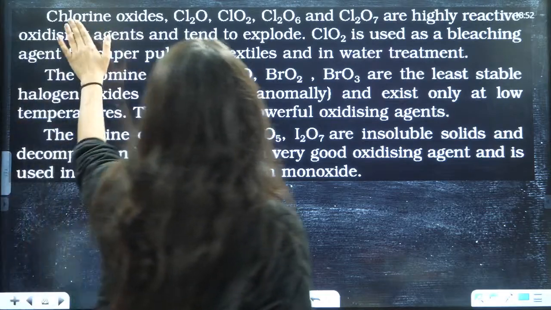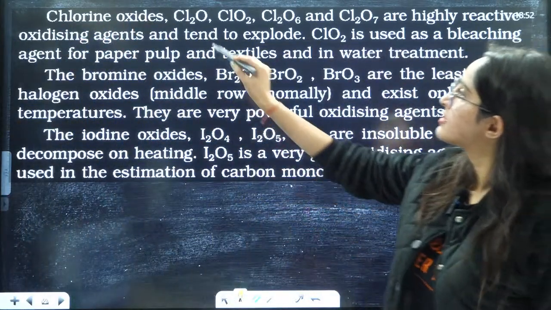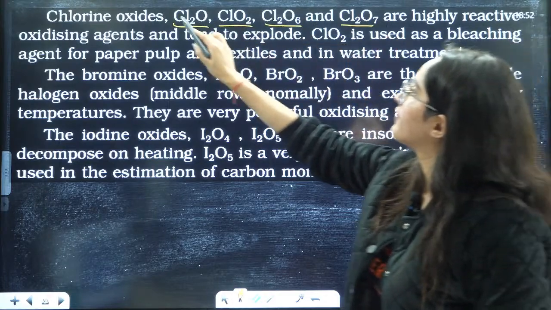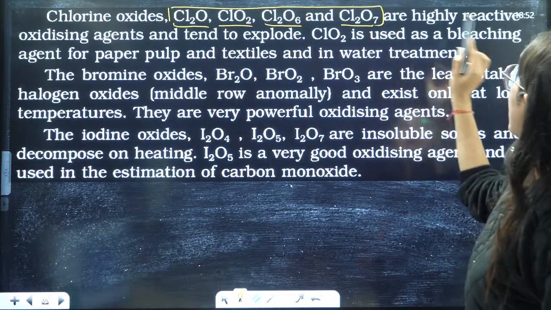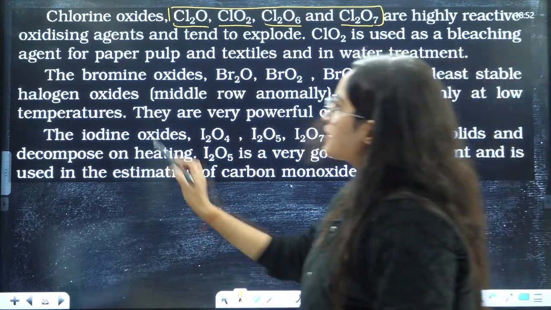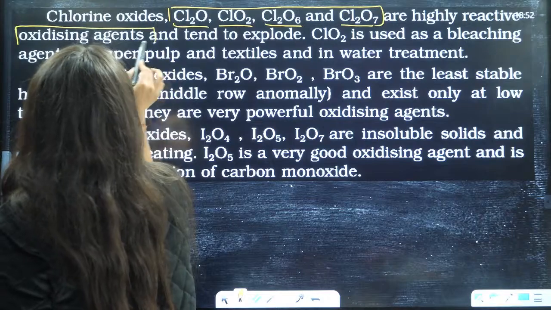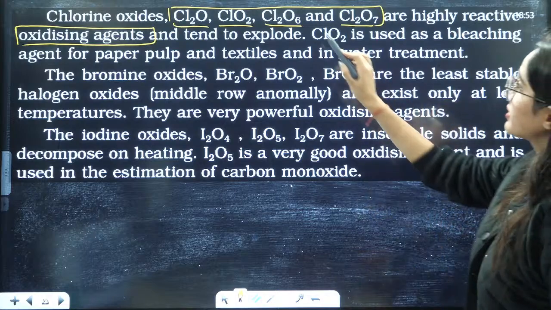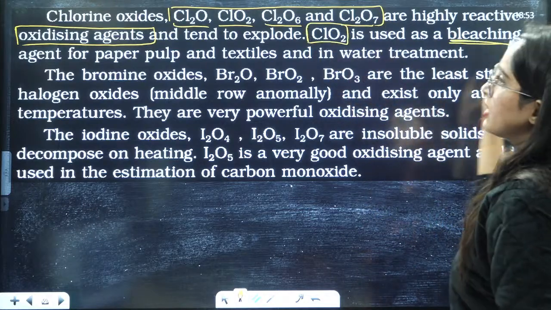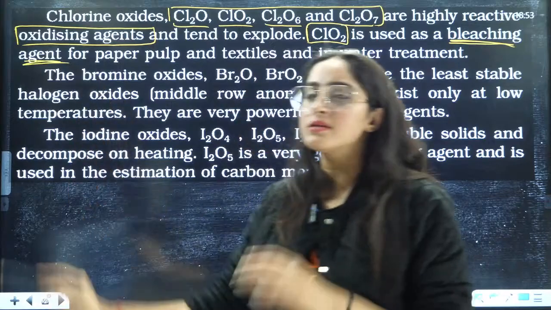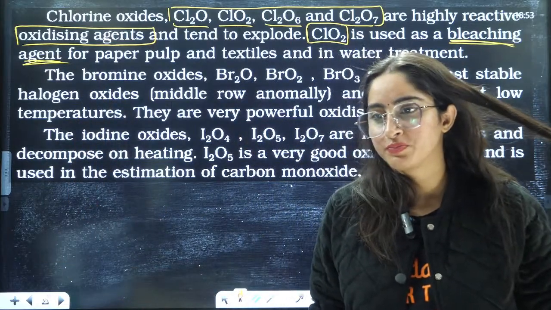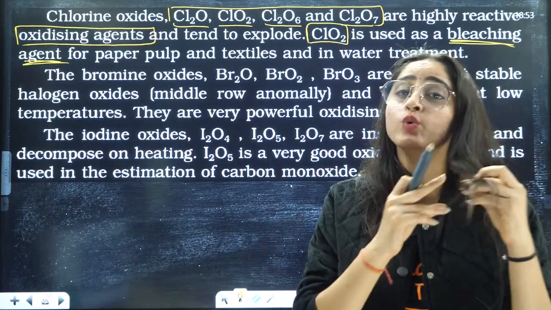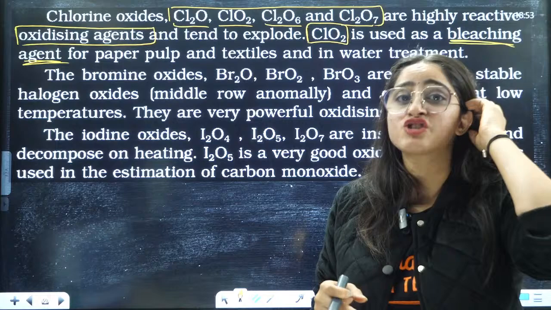See, chlorine oxides, ClO, Cl2O, ClO2, Cl2O6 and Cl2O7, all are highly reactive oxidizing agents. They produce nascent oxygen, right? And tend to explode. ClO2 is used as a bleaching agent. This is a very good bleaching agent. Bleaching means, for example, if I want to bleach this hair, what will happen to my hair? It will lose its black color. So that is bleaching, right?